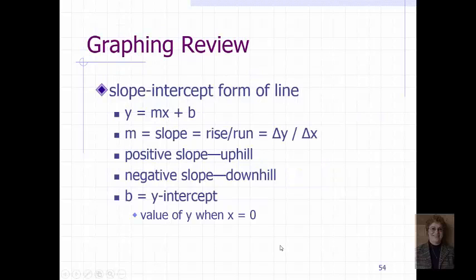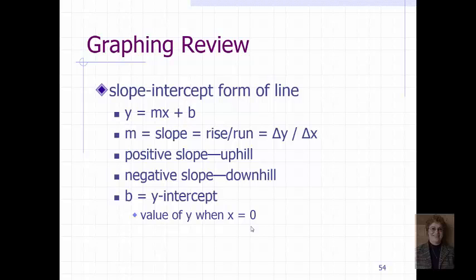Now let's do a little review from algebra. If you remember from your algebra studies, the slope-intercept form of the line is y equals mx plus b. The m, the number in front of our x variable, is the slope, and slope is always rise over run. It's change in y over change in x. If you have a positive slope, it goes uphill. If you have a negative slope, it goes downhill. And then the constant that's added to that x term is the y-intercept, so it's the value of y when x is 0.